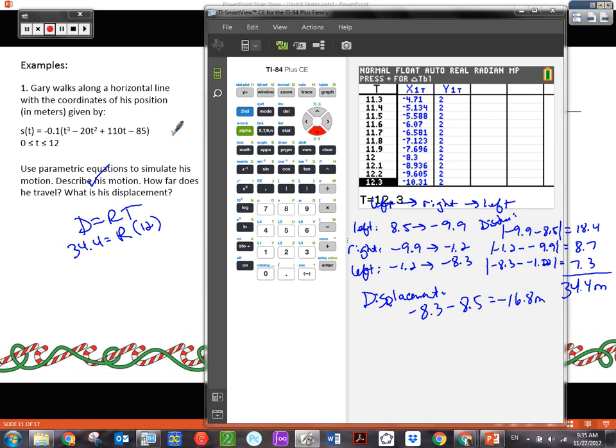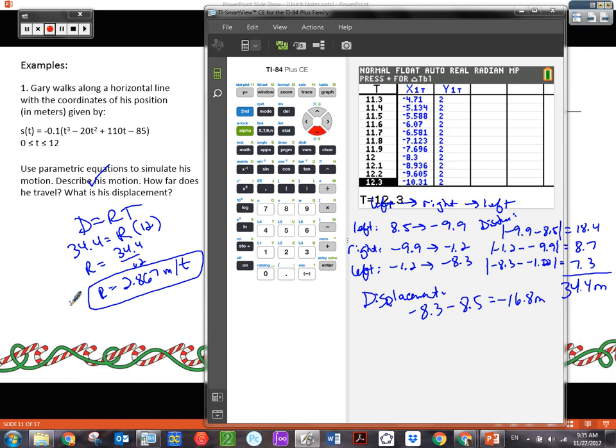So to find the rate, I would simply solve for r. So it's going to be 34.4 divided by 12. Or the rate that he traveled was 2.867 meters per whatever the unit of time is. So this would be my average, or his average speed. And that's the Gary problem.